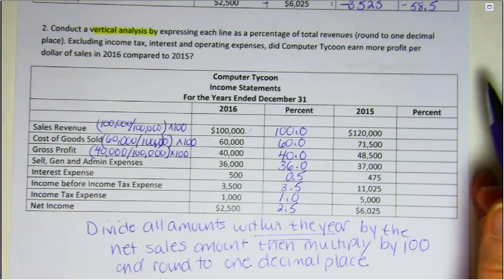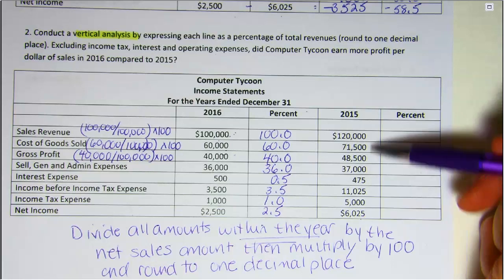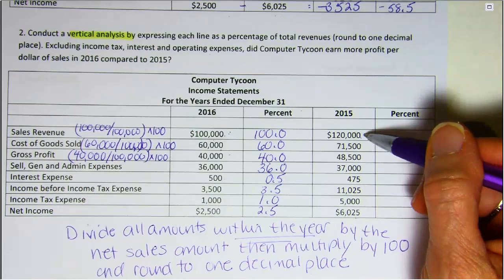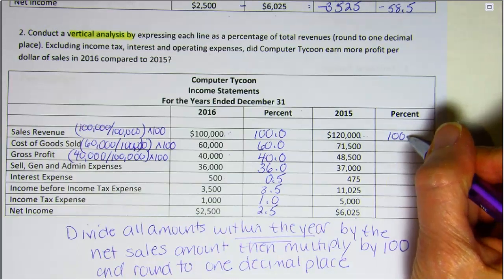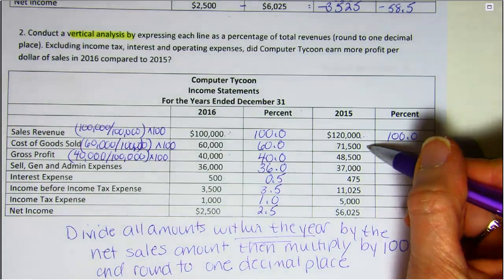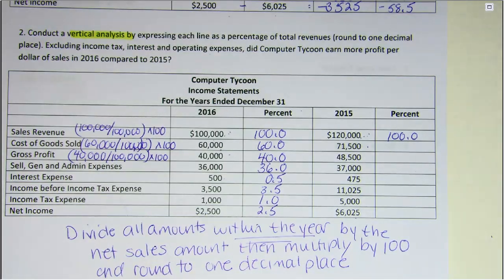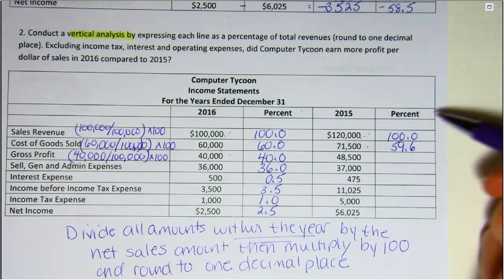Now we go to 2015, and we do the same, except we divide every item in 2015 by the sales revenue in 2015. So 120,000 divided by itself times 100 to change it to a percent is 100%. You'll notice the sales revenue on an income statement will always be 100% because we're dividing by itself. 71,005 divided by 120,000, multiply it by 100 to change it to a percent, round it to one decimal place, and that's 59.6%.